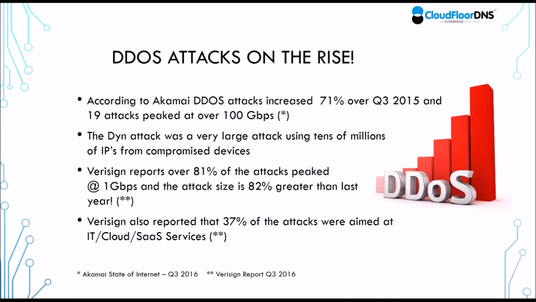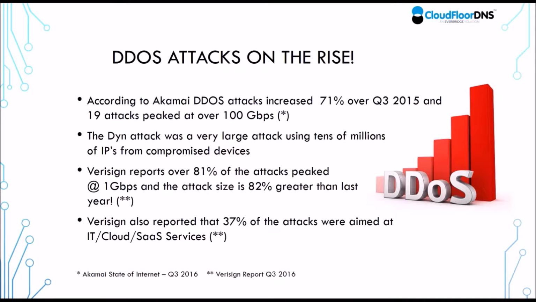So DDoS attacks are on the rise, as I alluded to earlier. According to Akamai, DDoS attacks increased 71% over Q3 2015, and 19 total attacks peaked at over 100 gigabits a second. And this was from a report on Q3 in 2016. So the Dyn attack was an attack on Dyn itself as a managed DNS provider. It wasn't attacking a subset of customers, it was attacking Dyn itself. And this was a very large attack using tens of millions of IPs from compromised devices, as well as other methods, mainly the Mirai botnet.